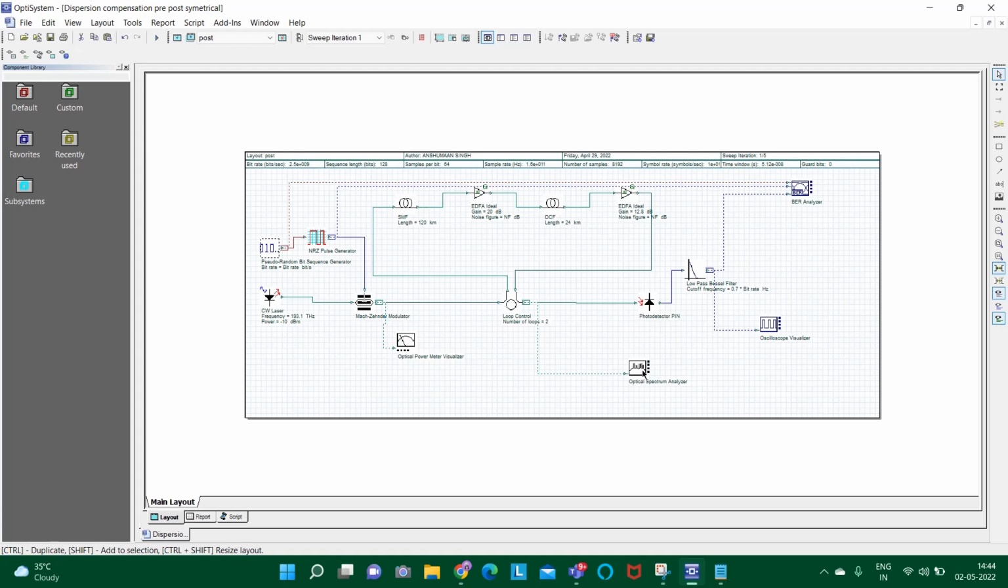I have also used the optical spectrum analyzer here, and this is the optical power meter visualizer, and this is the oscilloscope. The oscilloscope will give us the input signal that we are generating, with the noise also. The optical spectrum analyzer will give the signal's spectrum, and the optical power meter visualizer will give me the power of the post compensation scheme.